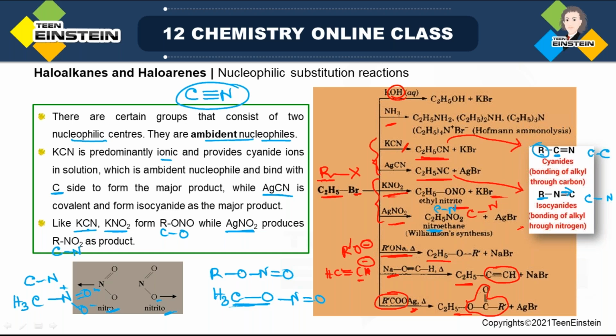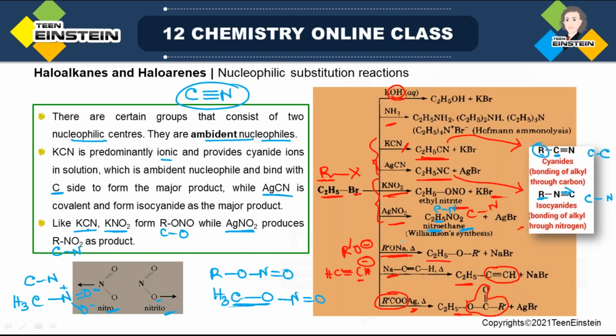Fine. So depending on what kind of compounds you are getting, the name is different. When you are using KNO2, you are getting ethyl nitrite because a carbon oxygen bond is formed. But when you are using AgNO2, then a carbon nitrogen bond is formed and the name is different. Now it is called nitroethane because your alkyl group is ethane, and if it is methyl, it is nitromethane. Fine. So this is all about the different types of nucleophilic substitution reaction examples.